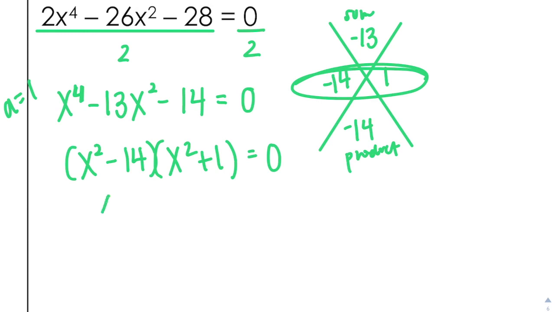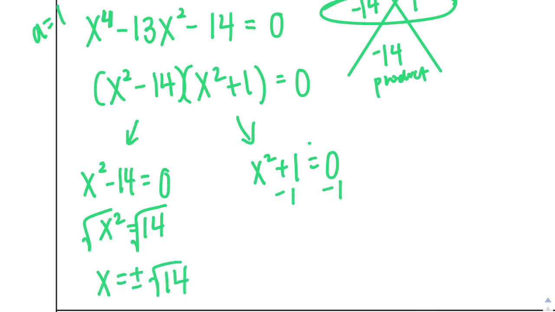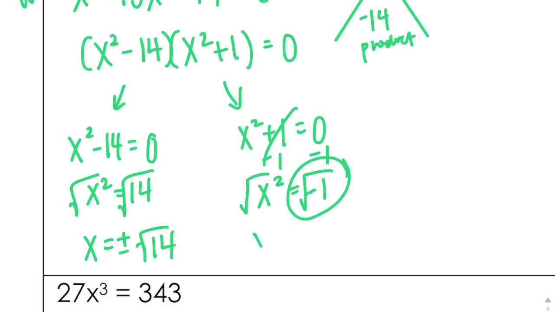So x squared minus 14 could equal 0, or x squared plus 1 could equal 0. And when I go to solve, I add 14, so I get x squared equals 14, square root it. And remember, x squared means 2 solutions. So x is actually going to be plus or minus the square root of 14. Over here, subtract 1, x squared equals negative 1, square root it. Well, the square root of negative 1 is just i, that imaginary number, but remember, plus or minus, because I'm doing the square root of it, so plus or minus i.